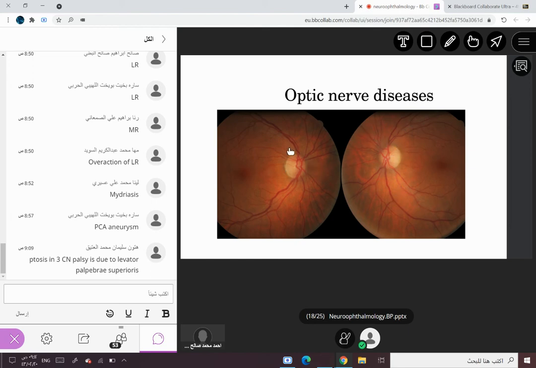So usually the main arcades are directed toward the temporal side, and the macula is almost always temporal to the disc, or the disc is always nasal to the macula.